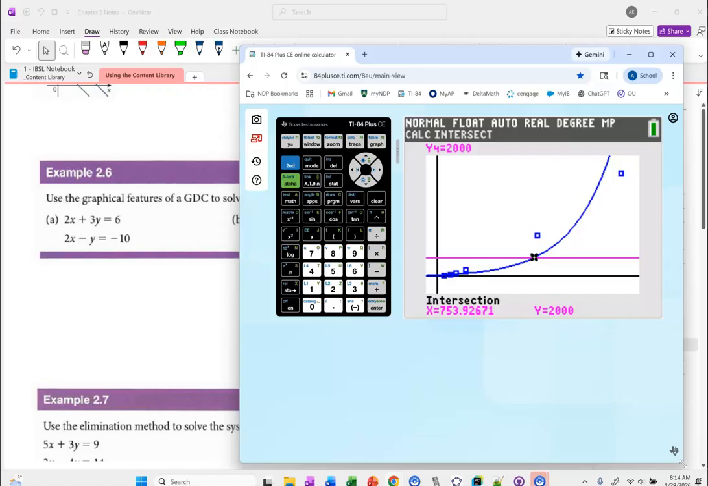So my matrix is going to be a 2x3 matrix. I'm going to have 2 rows and 3 columns. The first column will be the x's, the second column will be the y's, the third column will be the solutions.